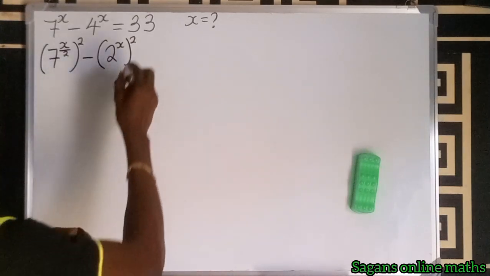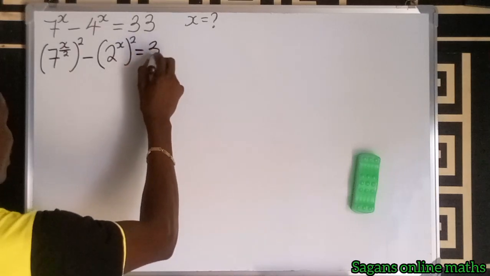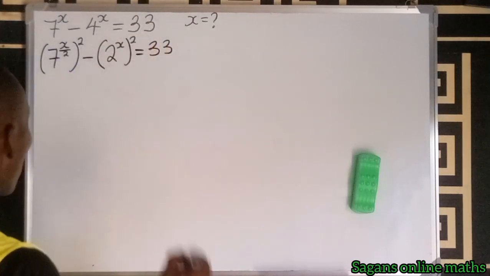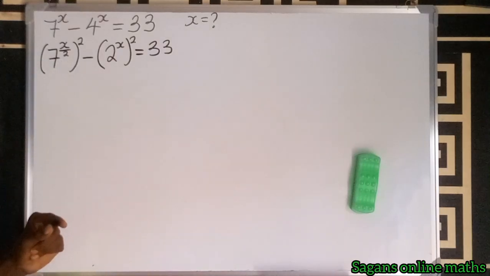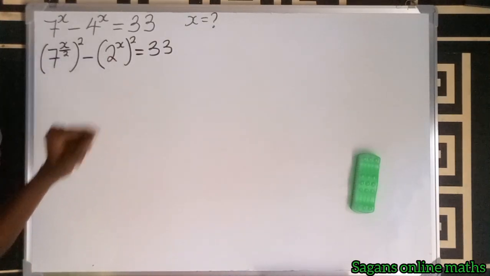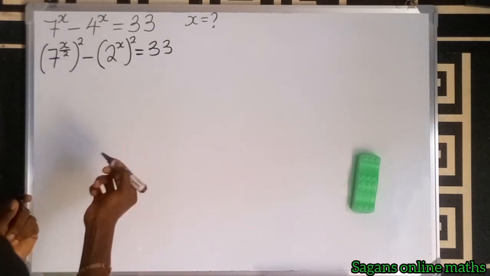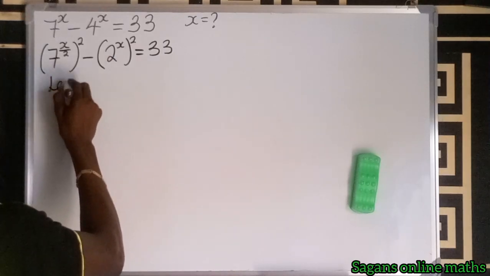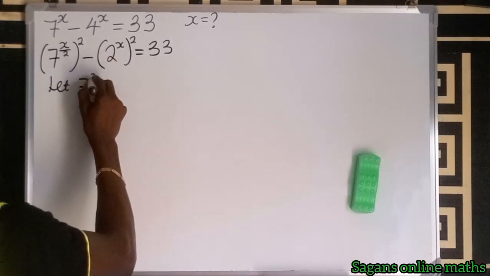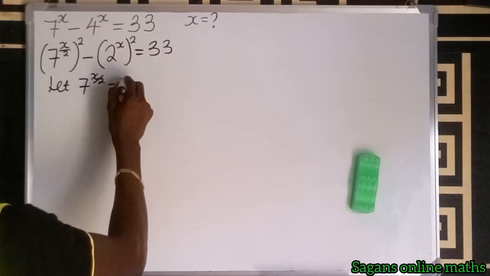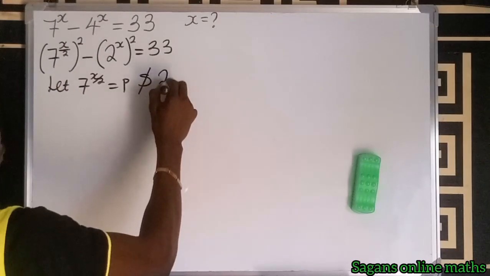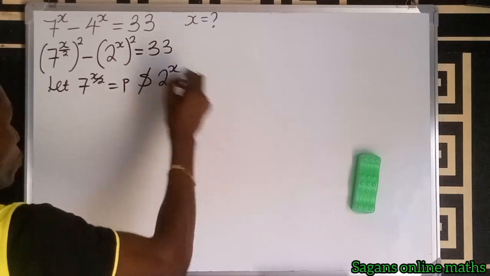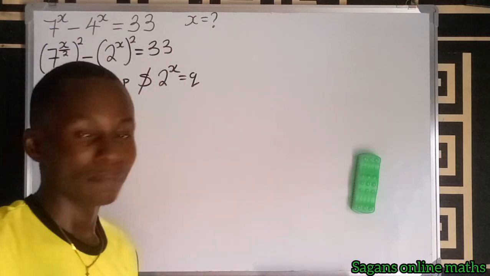Now all is equal to 33. Okay? Wow, it's amazing. Now here I have 7 to the power of x divided by 2, and here I have 2 to the power of x. We are not wrong if you say let 7 to the power of x divided by 2 equal P, to represent any variable, and 2 to the power of x equal Q. We are not wrong anyway, okay?